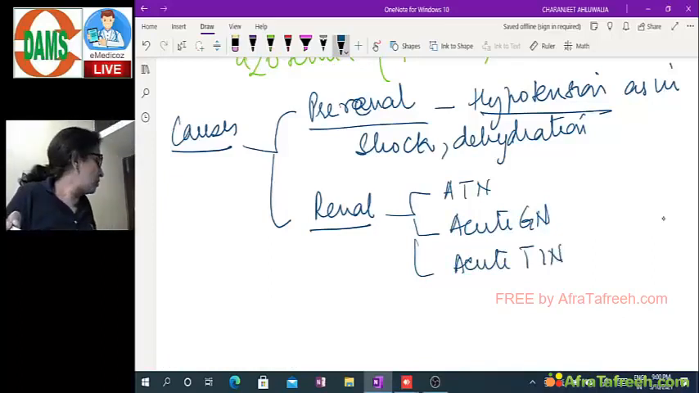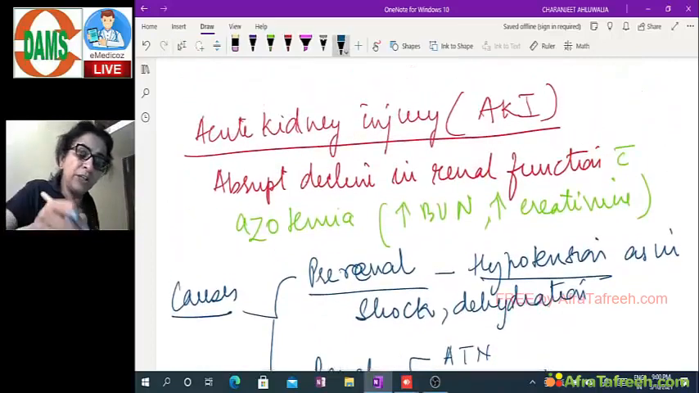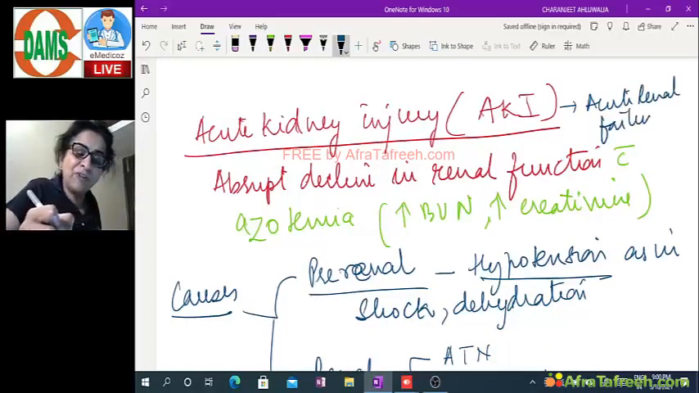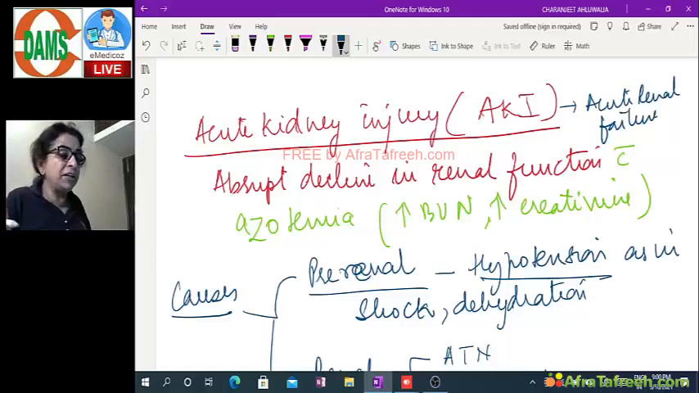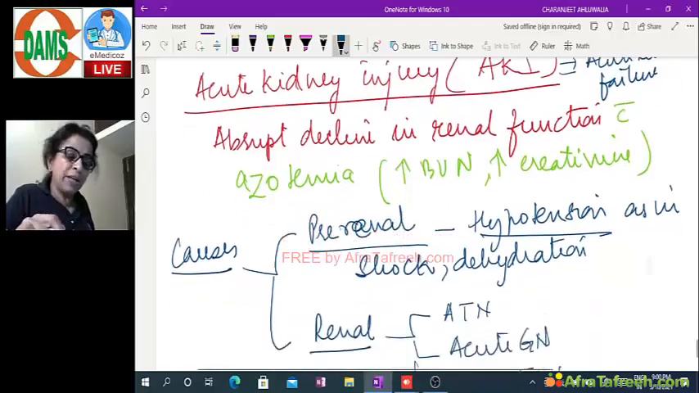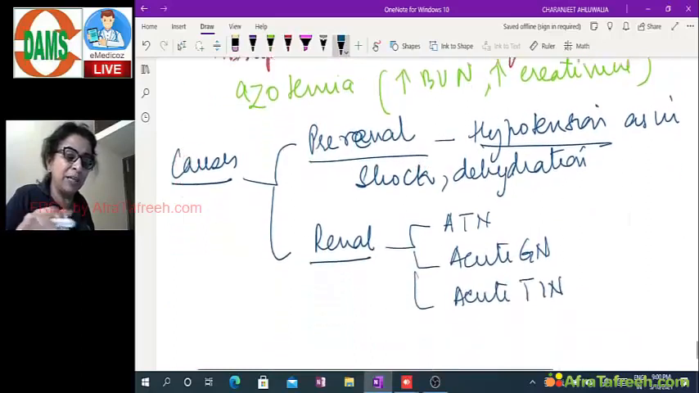cause acute renal failure. Acute kidney injury, the old name for this was acute renal failure. Now we prefer the term acute kidney injury to acute renal failure. So acute kidney injury is equal to acute renal failure, the same thing. What is acute renal failure? Abrupt decline in renal function with increase in BUN and creatinine.